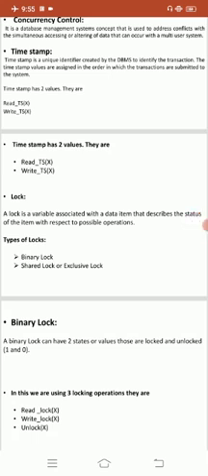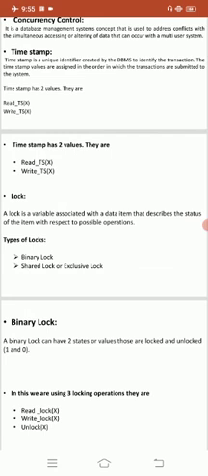So what is meant by binary lock? In a binary lock, a lock on a data item can be in two states. It is either locked or unlocked. So a binary lock has two status values, locked or unlocked. That is called a binary lock.